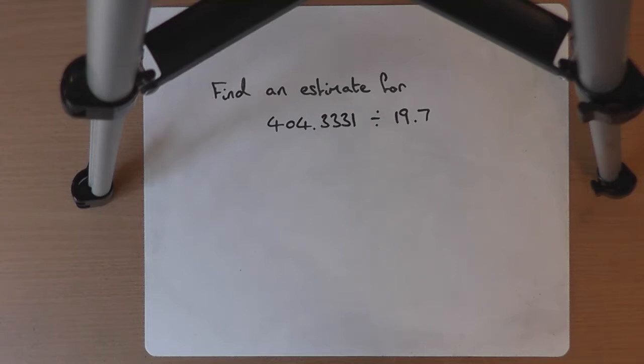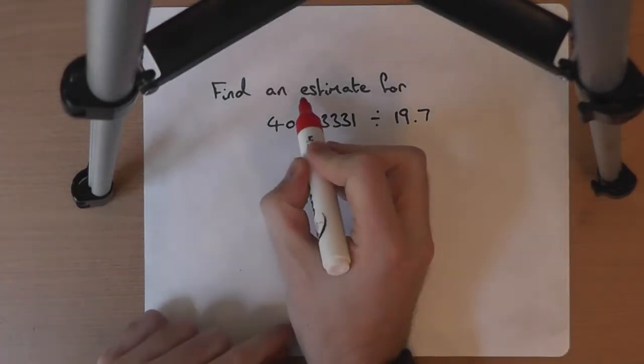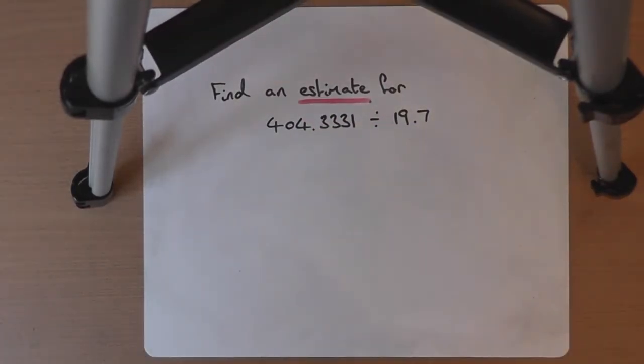We've got decimals here, particularly this first one, quite a large number, 404, and then the 0.3331, four numbers after the decimal place, quite a mucky number. Problem is, if we picked up our calculator, worked out an answer and wrote that down, we would get no marks at all. Why would we get no marks at all? Because there is one very clear key word in the question, and that word is estimate. Find an estimate for 404.3331 divided by 19.7.